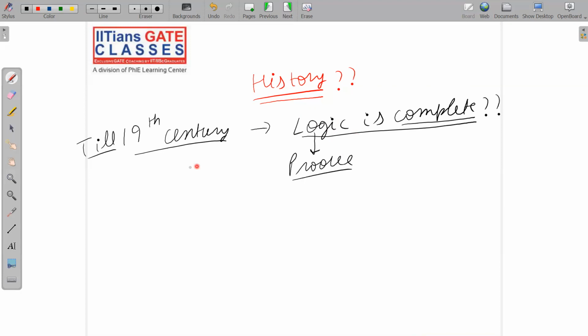Till the 19th century, everyone believed that logic is complete, that is, given a statement, we can easily prove with the help of logic that it is true, and we can also prove with the help of logic that the given statement is false. Given any statement, we can prove that it is true or false with the help of logic. This is the basic fund.